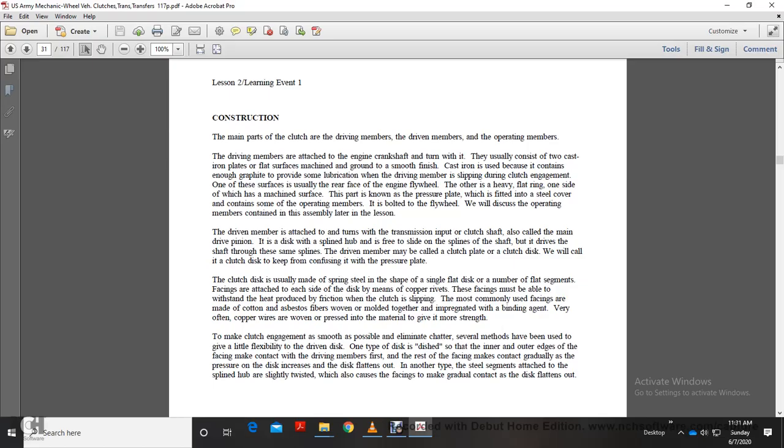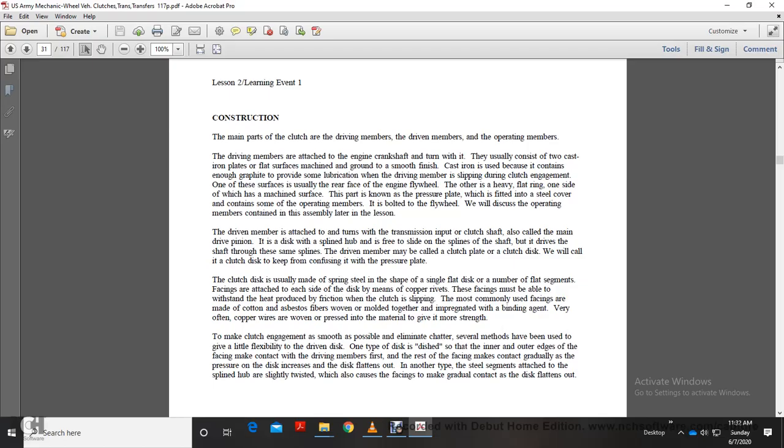One of these surfaces is usually the rear face of the flywheel. The other is a heavy, flat ring, one side of which is a machined surface, known as the pressure plate. It is fitted with a cover that contains some of the operating members and is bolted to the flywheel. We'll discuss the operating members contained in the assembly later in this lesson.